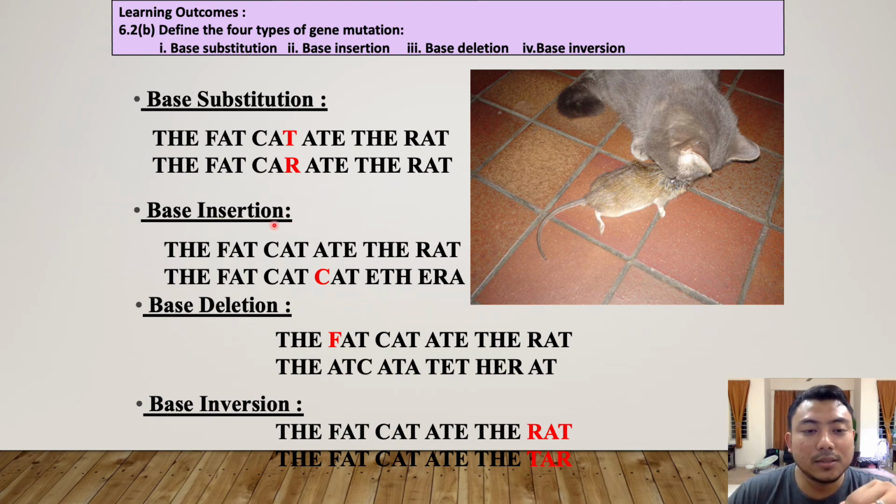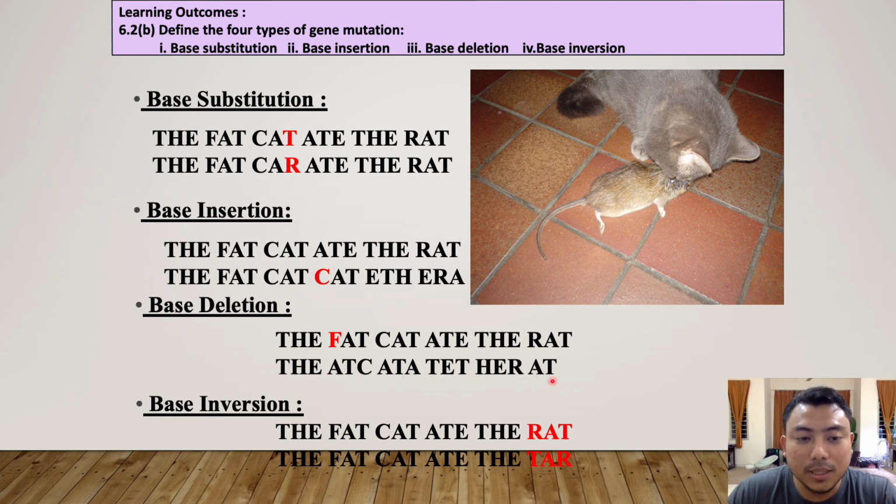So kalau base insertion, the fat cat ate the rat, ni yang normal. So bila kita tambah satu dekat sini, kita tambah C dekat sini, yang sini jadi cat lagi pula. Lepas tu belakang-belakang ni kodon terus menjadi berubah. So frame of codon belakang-belakang ni akan berubah. This base insertion will lead to frame shift mutation. Same goes with base deletion. Kita delete F, so dia dah jadi ATC. Ni ATC to be the next codon. So belakang-belakang ni semua dah jadi codon yang berbeza dah. So dah tengok, kita tak boleh nak baca dah pun ayat ni.